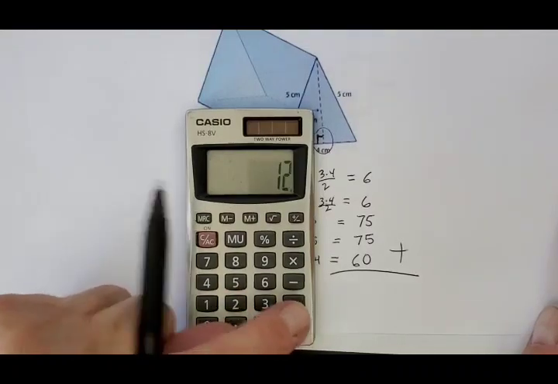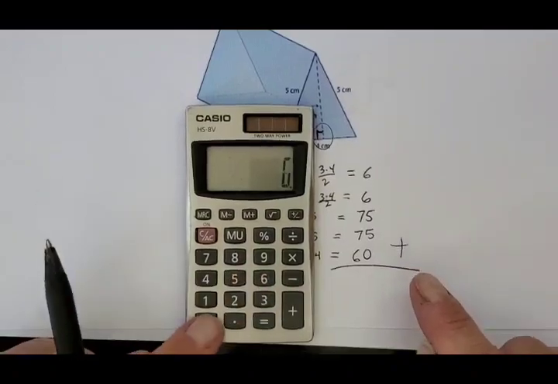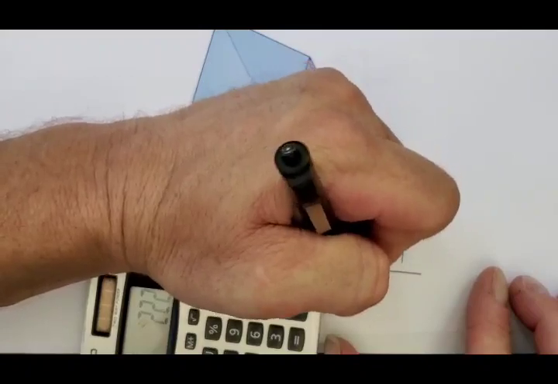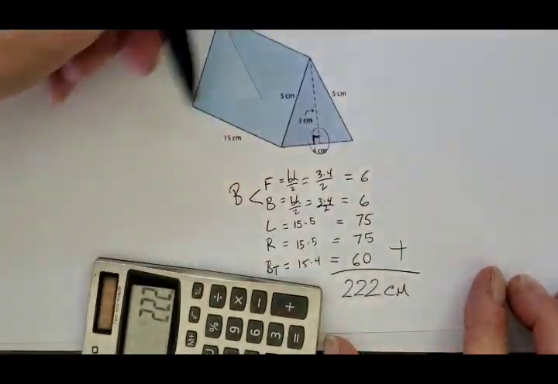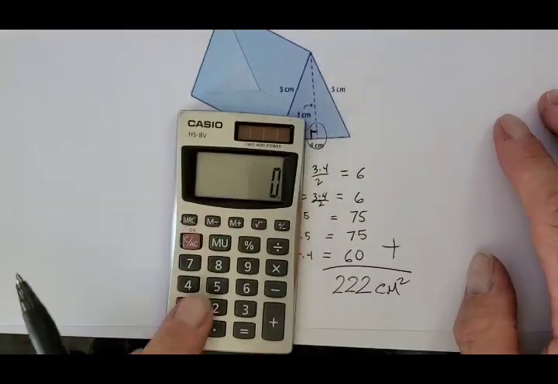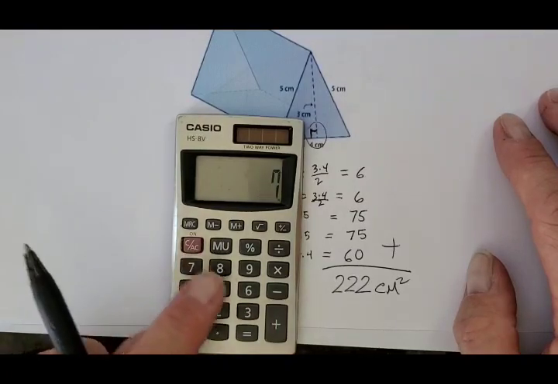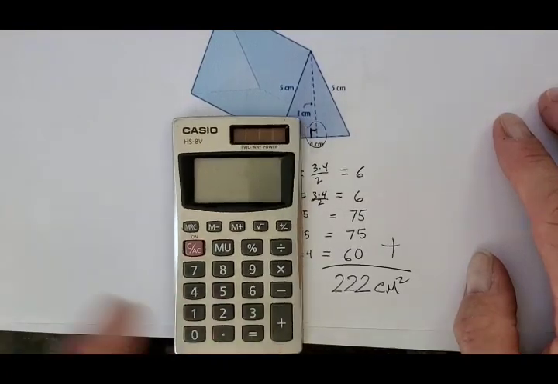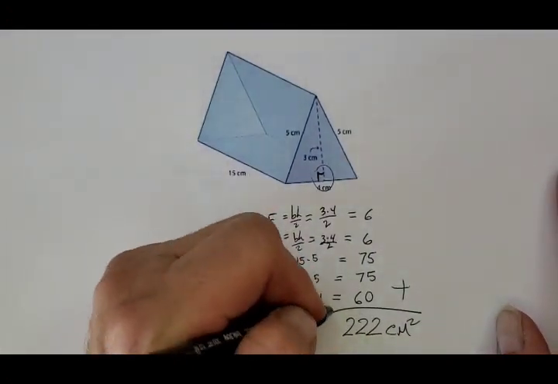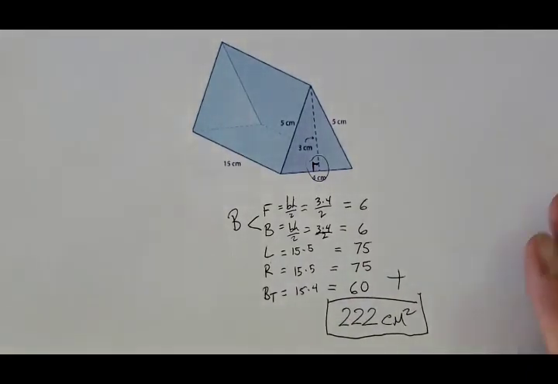We've got 12 plus 150 plus 60. It's going to equal 222. And then I'm looking at the units, centimeters squared. I'm going to go through and add it again just to double check. 6 plus 6 plus 75 plus 75 plus 60. Good, there we go. 222 square centimeters is the overall surface area of this three-dimensional figure.